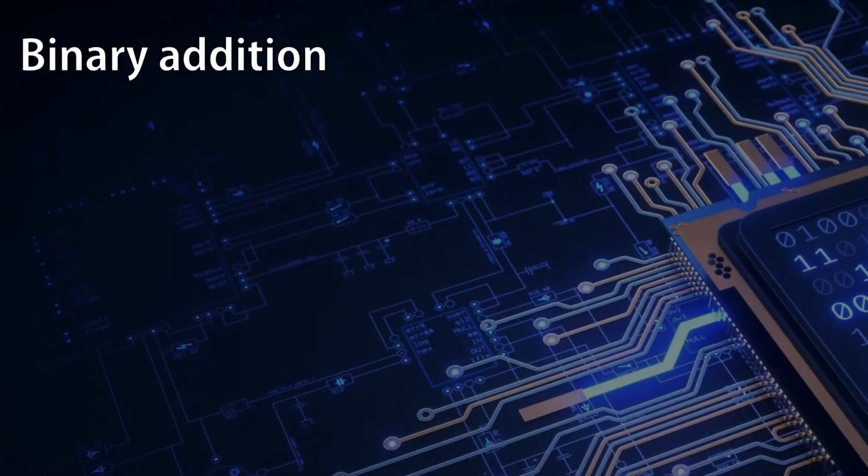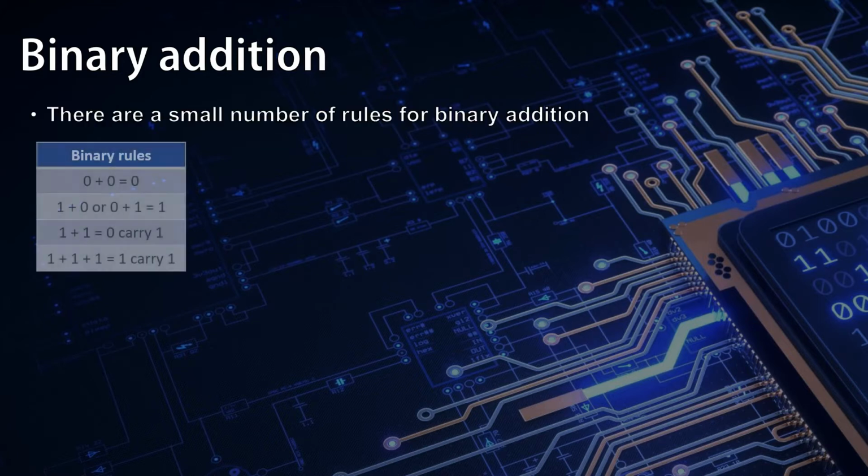The first thing we'll look at is binary addition. There's only a few rules you need to remember for successful binary addition. 0 plus 0 is 0. 1 plus 0 or 0 plus 1 would both equal 1. 1 plus 1 equals 0, carry the 1. And 1 plus 1 plus 1 is 1, carry the 1.